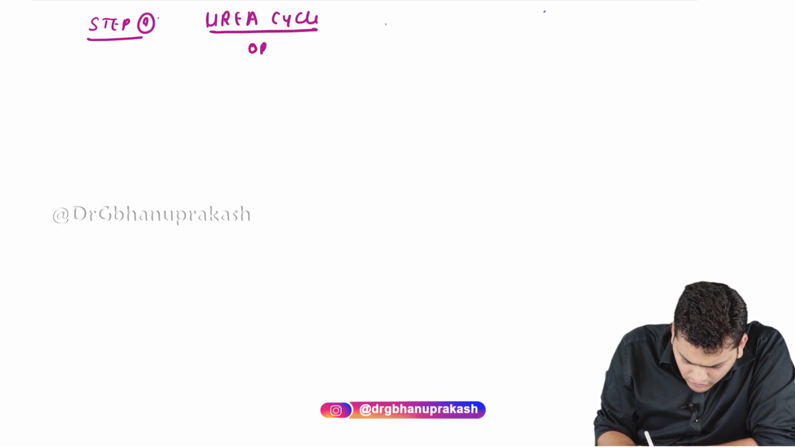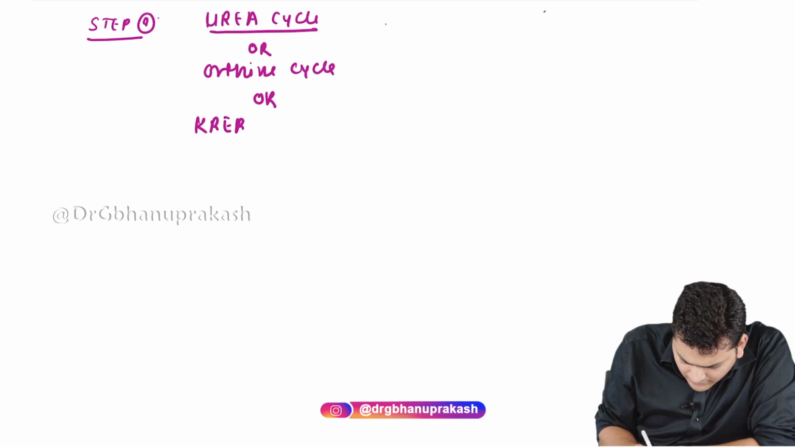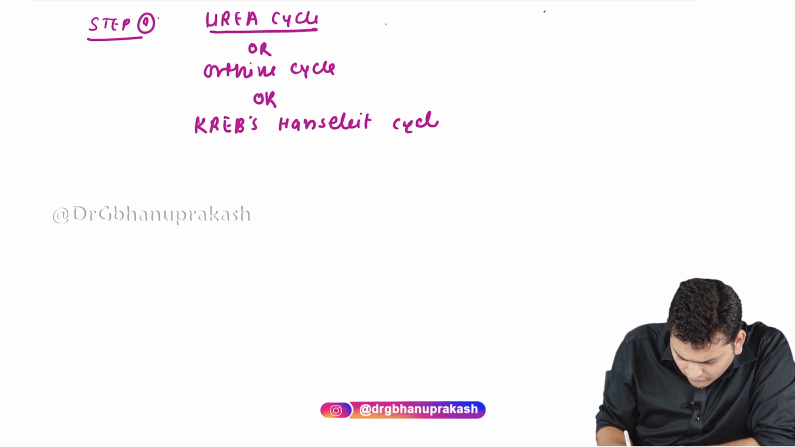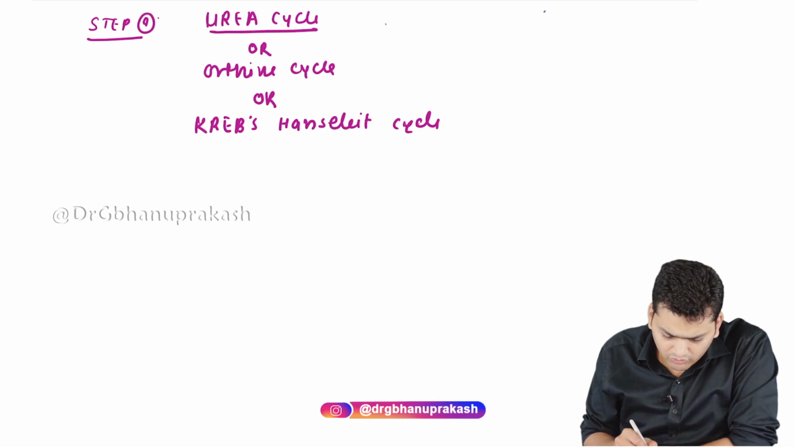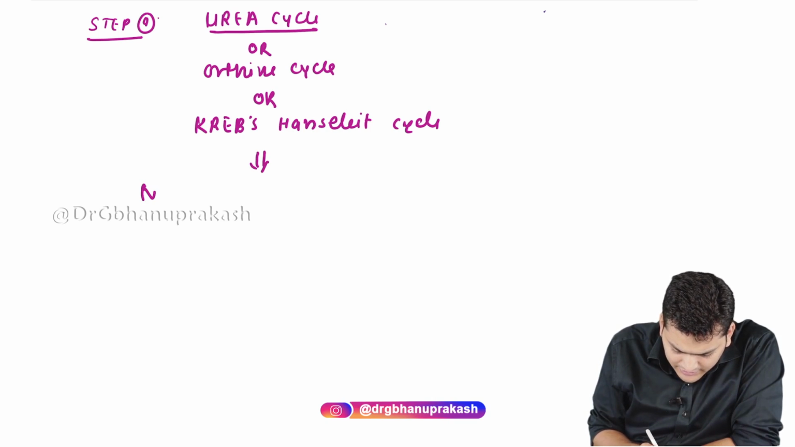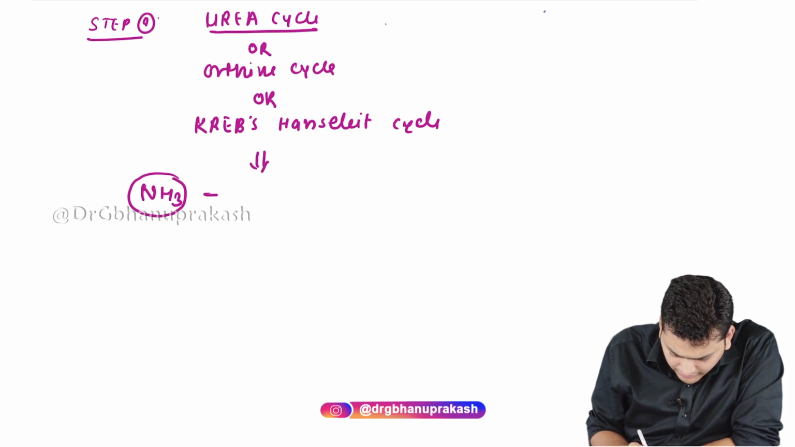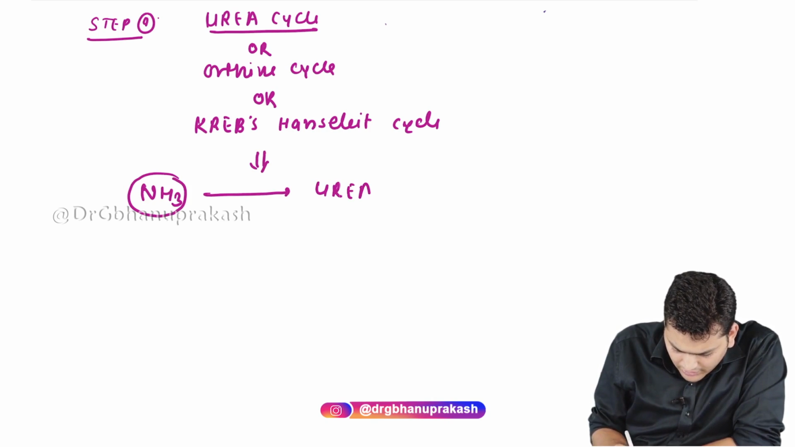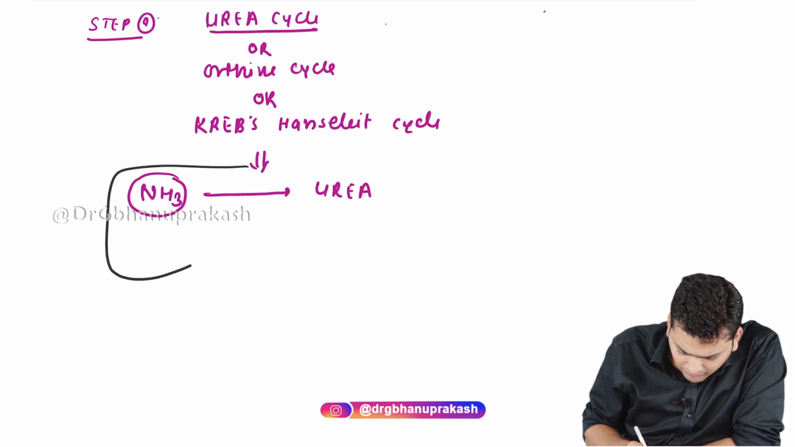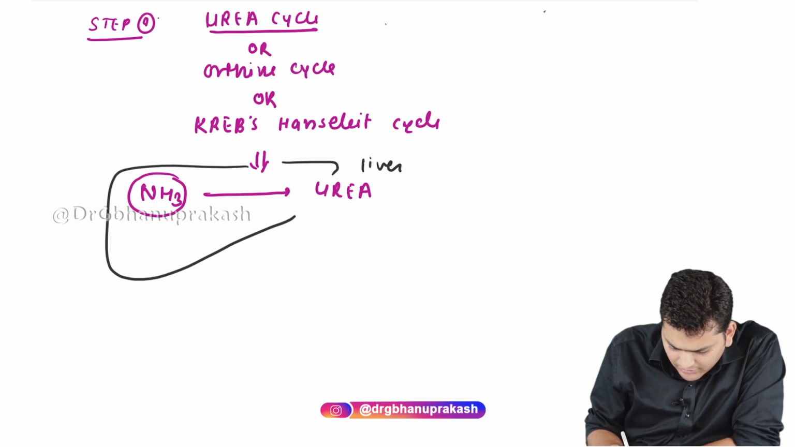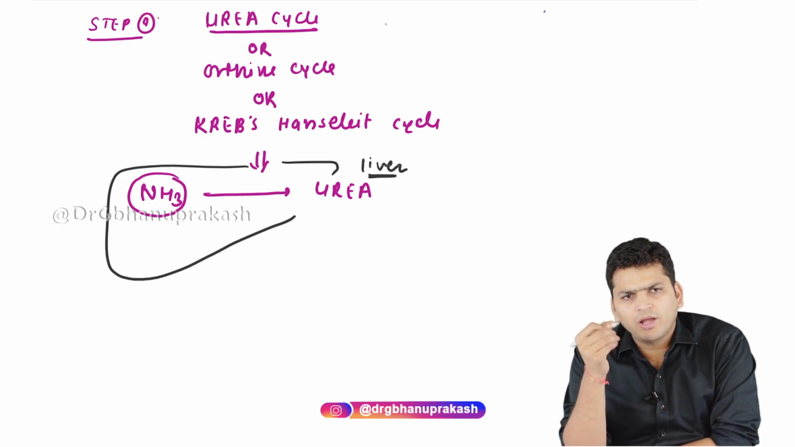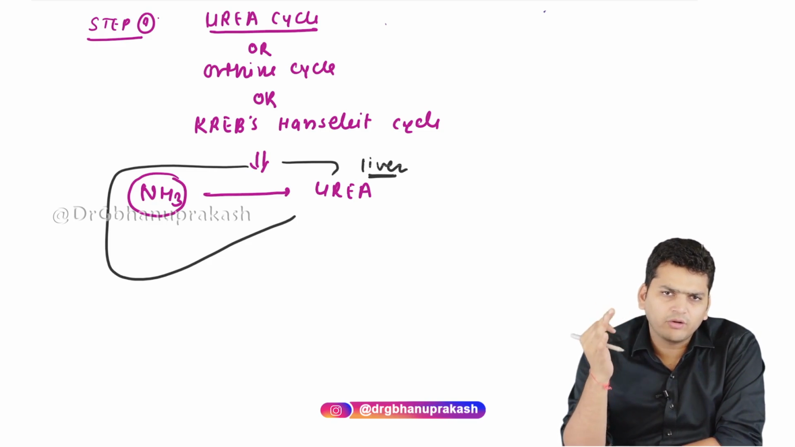This urea cycle is also called the ornithine cycle, also referred to as the Krebs-Henseleit cycle. So whether it is Krebs-Henseleit, the ornithine cycle or the urea cycle, the ultimate agenda is that whatever ammonia we have accumulated, we'll convert that into urea. And that is going to take place in the liver. So the hepatocyte is the place where we are going to have the urea cycle. If they ask in the hepatocyte, where is it going to occur? In the mitochondria or in the cytoplasm?